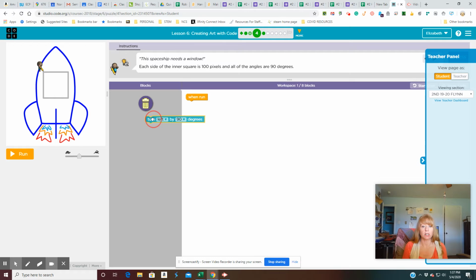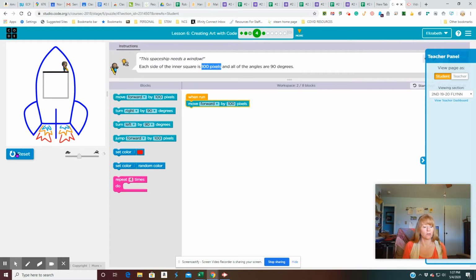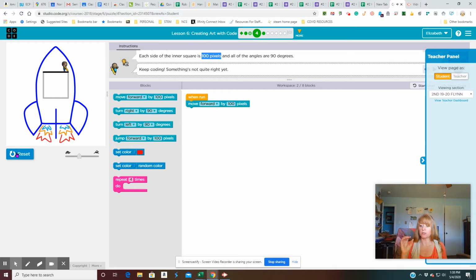So the first thing that we're going to do is we're going to draw the first line. Move forward by 100 pixels. That's because that's the distance that the directions told us to do. So let's run our code. Okay, I always tell the students, chunk the steps. Just do a little bit at a time to make sure you haven't made a mistake.